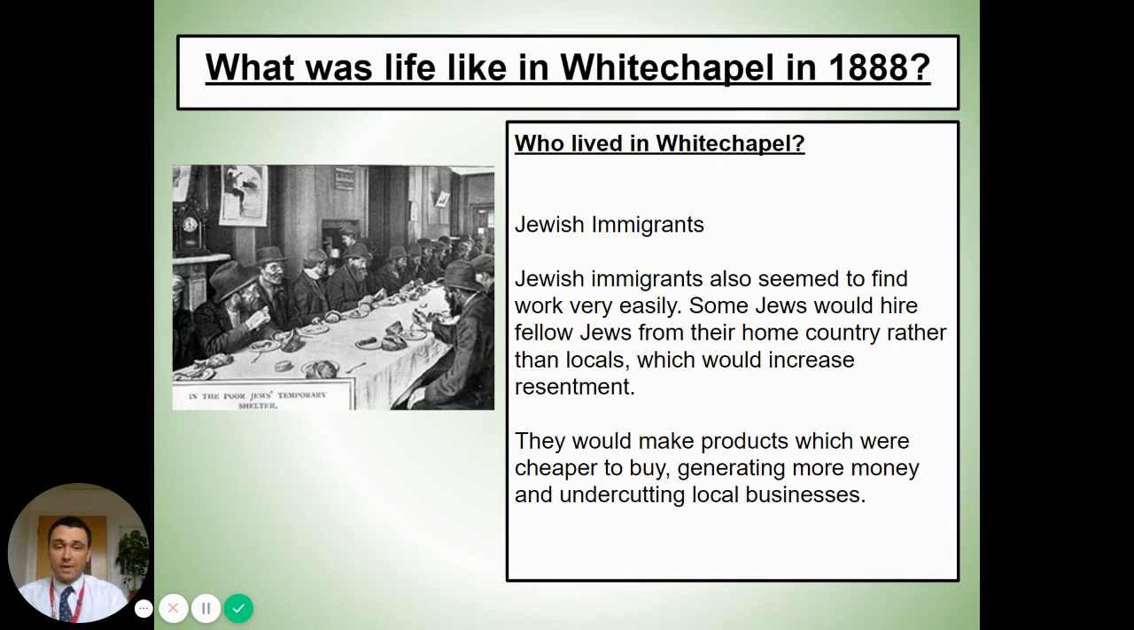Jewish sweatshops could make products that were cheaper for people to buy. This generated them more money and would undercut local businesses, which increased the tension. The people in Whitechapel didn't seem to understand that these poor Jews didn't necessarily want to live in Whitechapel. They'd wanted to live back home in Russia and Poland, but had escaped for their lives. They didn't understand the global context of the situation.